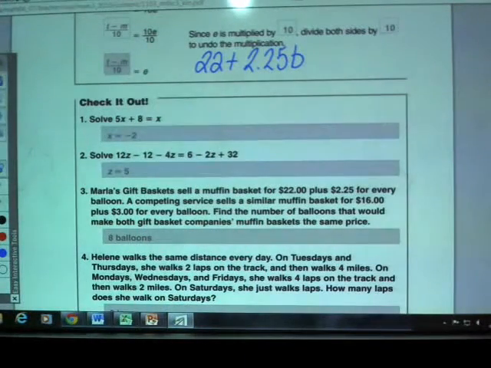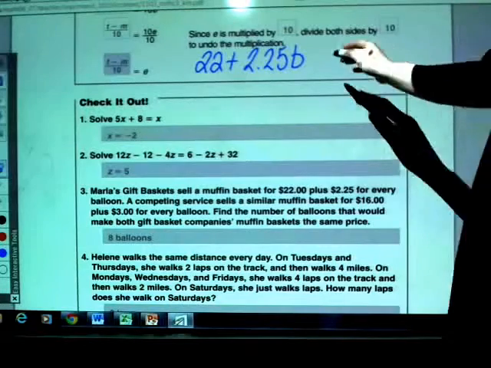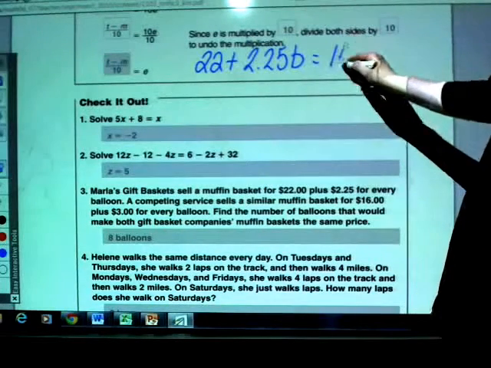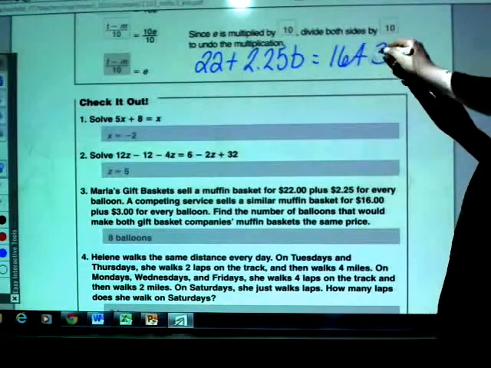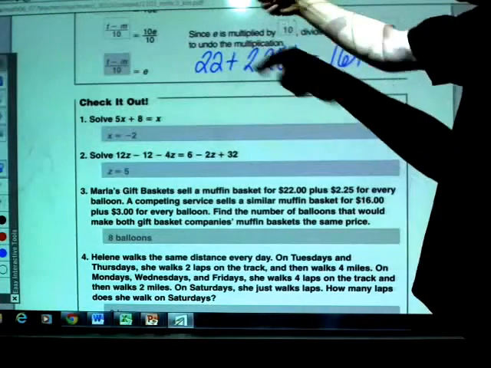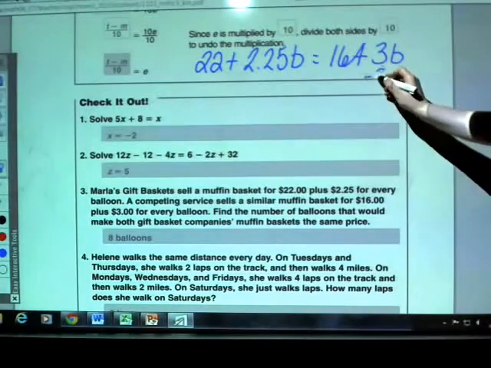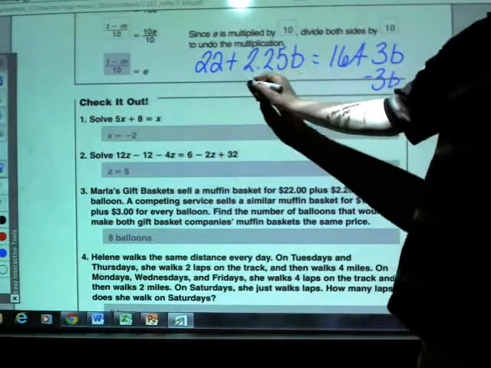And what they tell us about the other guy is $16 for the basket plus $3 for every balloon. So 16 plus 3 times b. Solve that equation. All right, so we know how to do that. Variables to the left, numbers to the right. So 3b's got to go over to that left side, doing the opposite. So that means I'm subtracting 3b from each side.